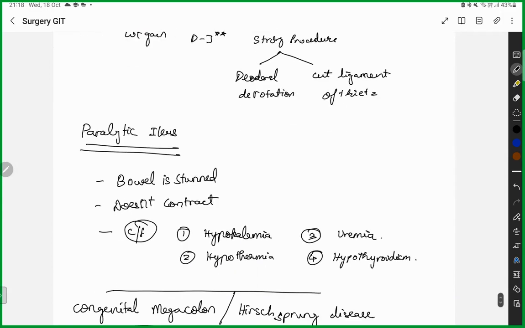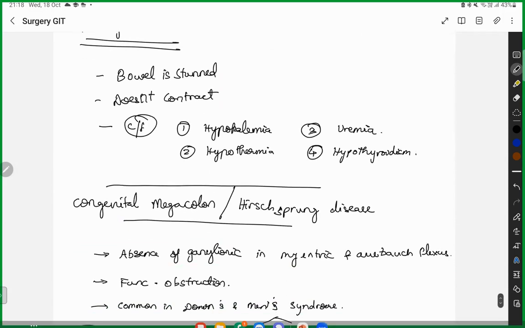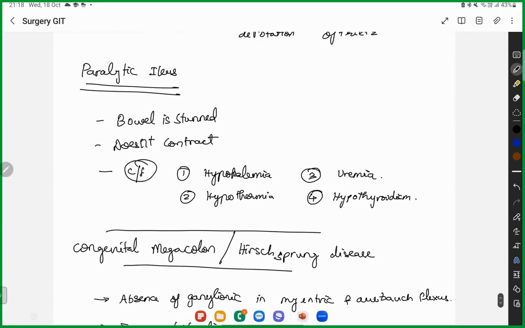Then comes your paralytic ileus. In paralytic ileus, the bowel is stunted, so it doesn't contract. Clinical features are hypokalemia, hypothermia, uremia, and hypothyroidism. These are the four important features of paralytic ileus.